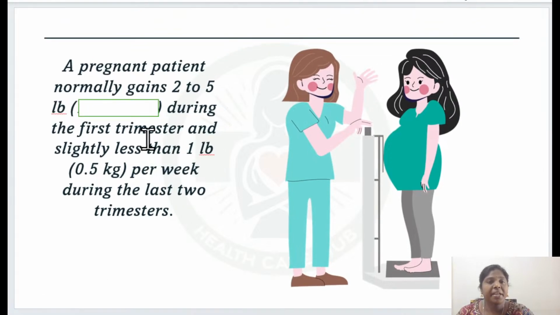The next one: a pregnant patient normally gains 2 to 5 lb weight. During the first trimester, how much is she going to put on weight per week during the last 2 trimesters?